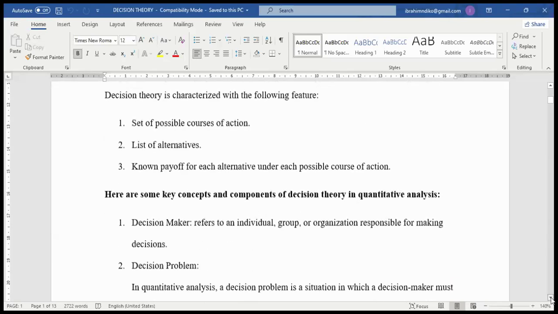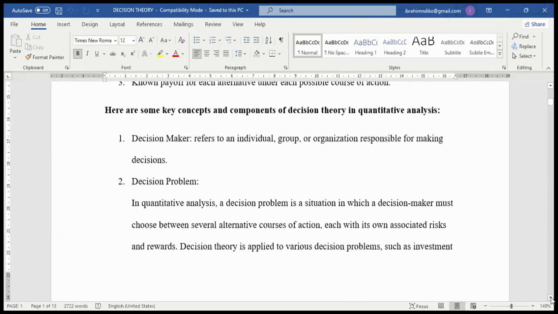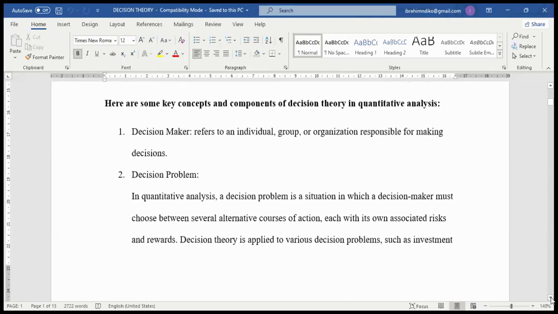Concepts of decision theory and components. Number one, we have the decision maker. A decision maker is a person or a group or organization responsible for making decisions. So that person, or the organization, or the firm, or the business which is responsible for making decisions is what we call a decision maker.